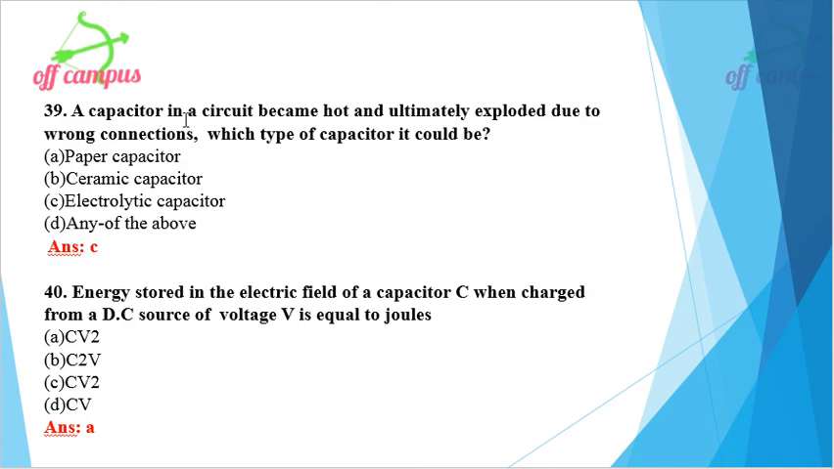Then a capacitor in a circuit became hot and ultimately exploded due to wrong connections. Which type of capacitor could it be? It could be an electrolytic capacitor. Option C. We'll move on to the next one. Energy stored in the electric field of a capacitor when charged from a DC source of voltage is equal to, in joules, E equals CV squared. Option A, CV squared, is the right option.